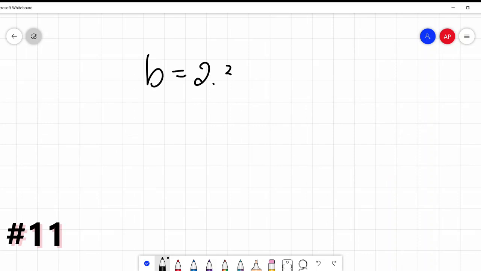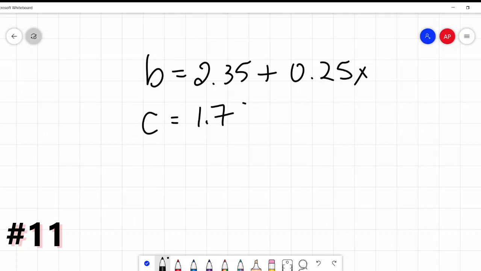B equals 2.35 plus 0.25x. C is equal to 1.75 plus 0.40x. In the equations above, B and C represent the price per pound in dollars of beef and chicken, X weeks after July 1st during last summer. So X is the number of weeks since July. What was the price per pound of beef when it was equal to the price per pound of chicken?